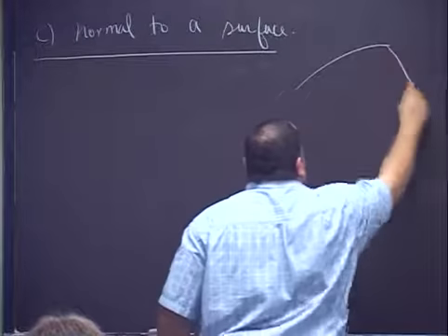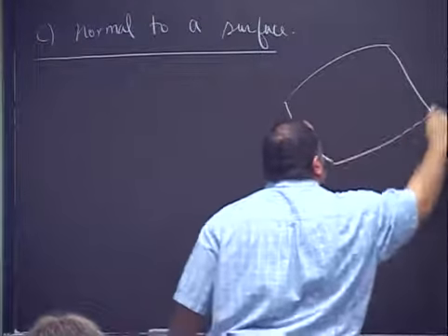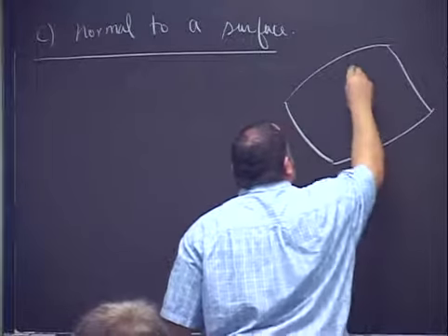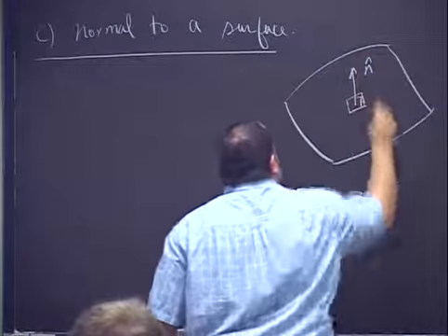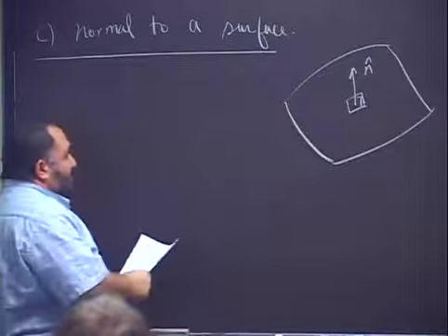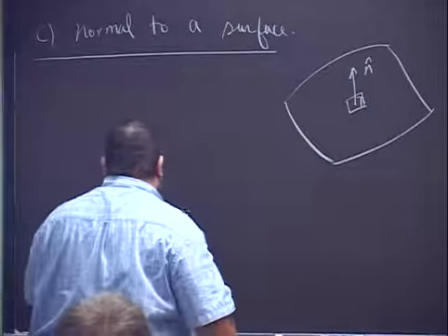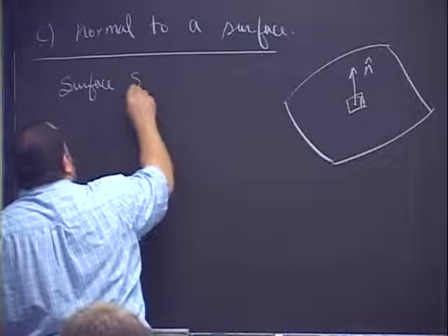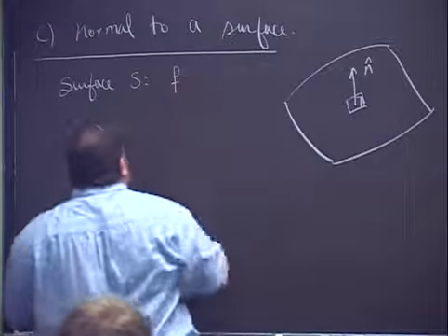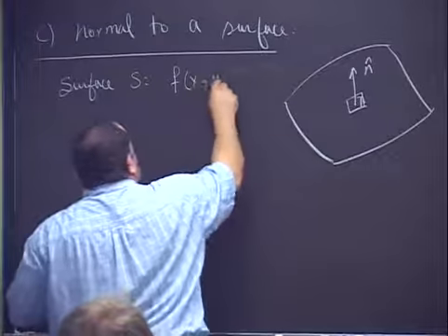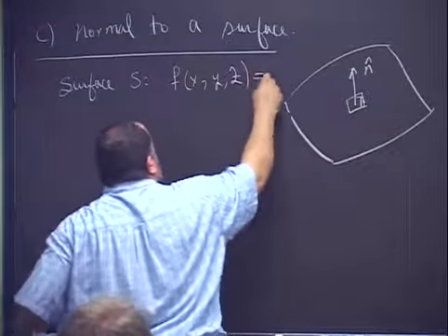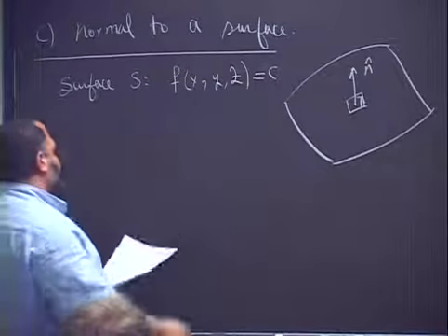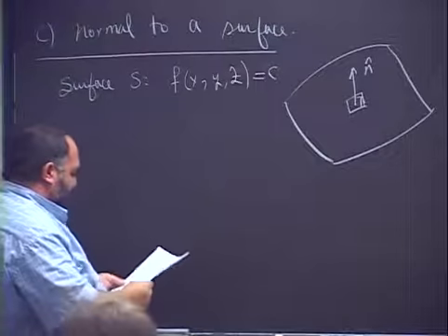So let's assume that we have a surface like this, and let's assume we have an area or something like this, and this is the normal. Usually we indicate the normal by a hat on top of it. Let's assume that we have a surface S that is a function of X, Y, and Z. And you knew from chapter 9 that the surface will take a formula like this: f of X, Y, and Z is equal to some constant C.